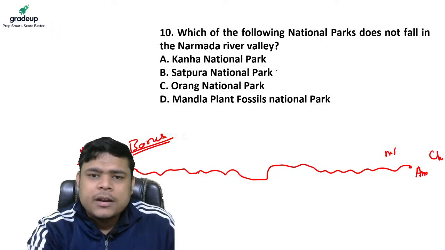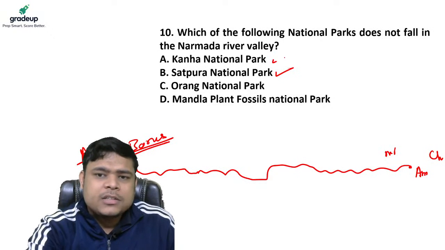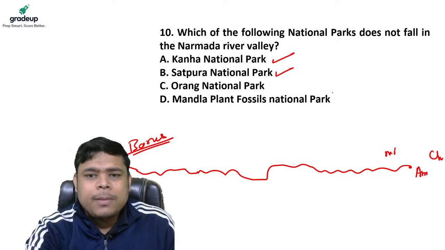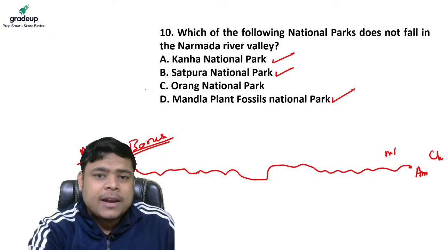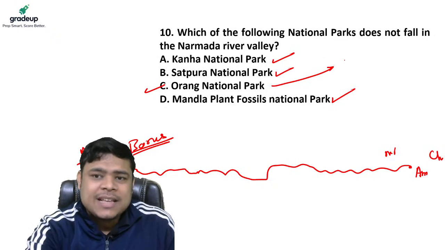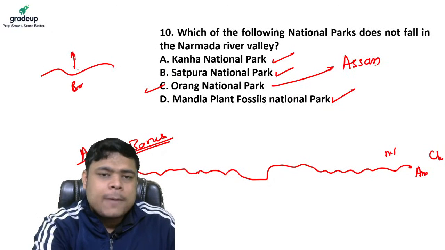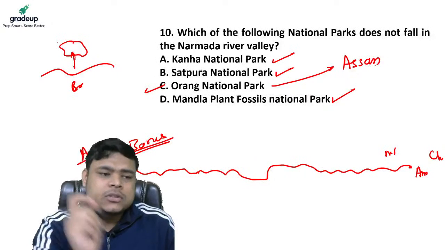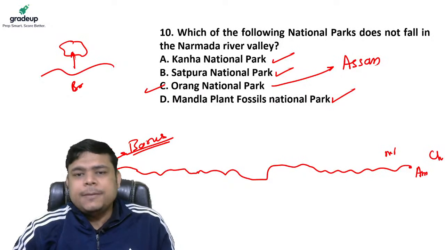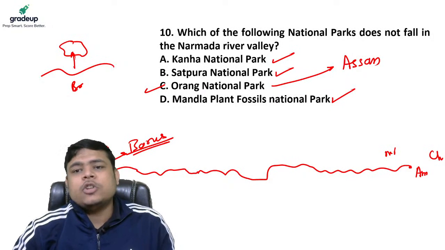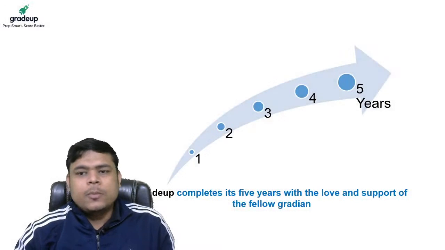Now, Satpura National Park is definitely, my dear friends, in the Narmada Valley, as you can see. Kanha National Park is obviously in the Narmada Valley, and Mandla Plant Fossil National Park is also near Bhopal. Hence, these three are there. And Orang National Park is located, my dear friends, in Assam, north of the river Brahmaputra, and is a stronghold of the Indian rhinoceros in the Assam Valley. Fine, it is in the Brahmaputra Valley. Hence, the answer will be C, because the question asks which national park does not fall in the Narmada River Valley. Yes or no? Answer will be C. So, my dear friends, this is it.